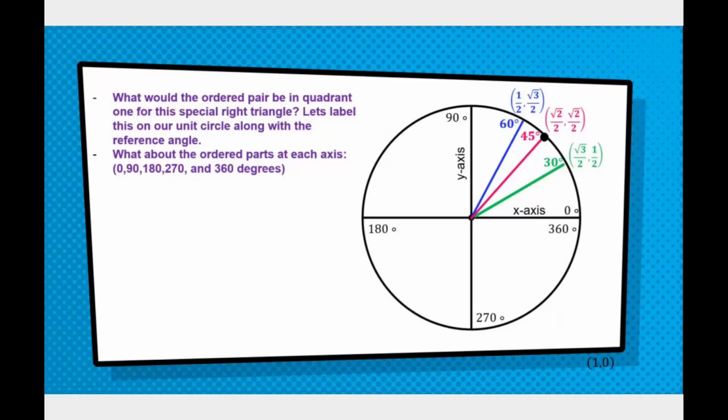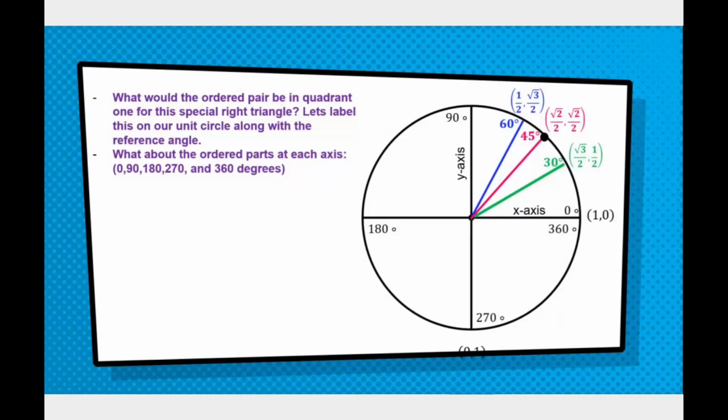And what about the ordered pairs at each one of the axes parts? So think about this for a second. At 0 degrees and 360 degrees, if our radius is 1, we're on that edge of the circle. We've gone over 1 and up nothing. So our ordered pair here should be just (1, 0).